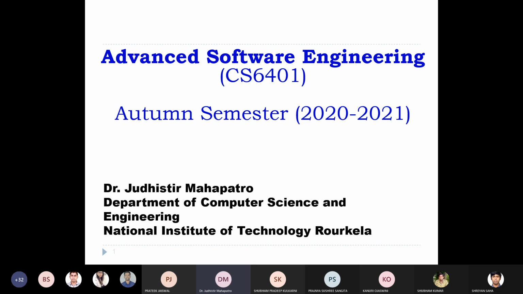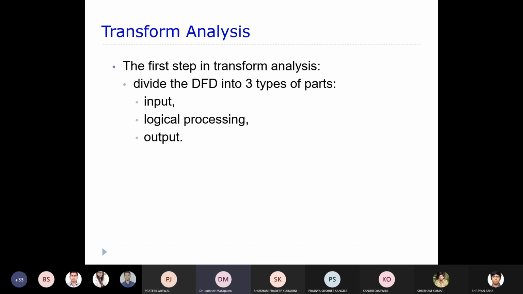Usually we go with two different strategies to transform a DFD into a structure chart. The first one is transform analysis and the second one is transaction analysis. The first step in transform analysis is that whatever DFD you are getting, you divide it into three types of parts: one part will be input, the second part is logical processing, and the third one is output.